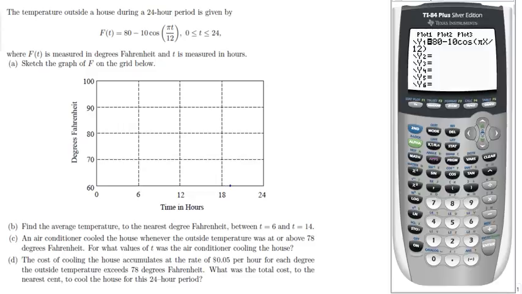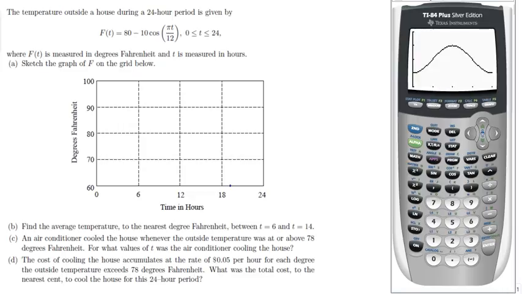First thing I do then is to enter the function in the calculator. Next I want to set up my window according to the window that we have here. X is going to go from 0 to 24 by 6. Y is going to go from 60 to 100 by 10. And then I graph. I come up with the image here.